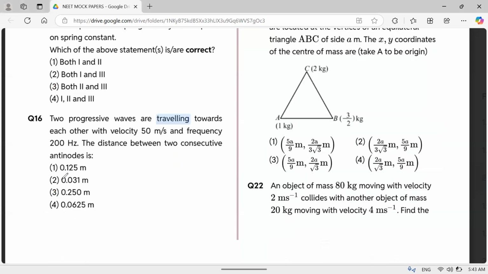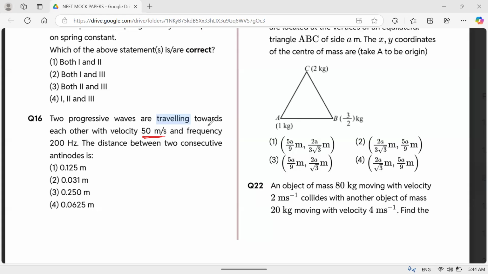Next one. Two progressive waves are traveling towards each other with a velocity. Velocity is given. Sound ka chapter hai, beta. Today evening 7 o'clock, I'll be taking your sound waves revision, beta. Doppler effect, open organ pipe, closed organ pipe, beats problems, stationary wave. Fastly we'll be trying to revise so that we can do the problems related to sound also. But still we can do this question.